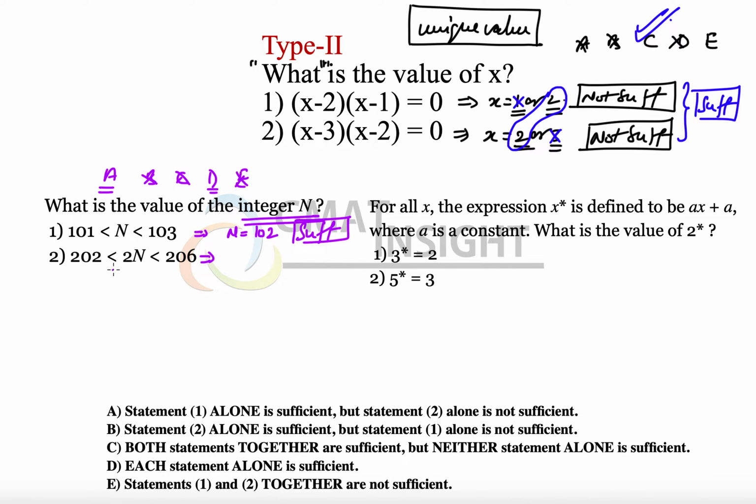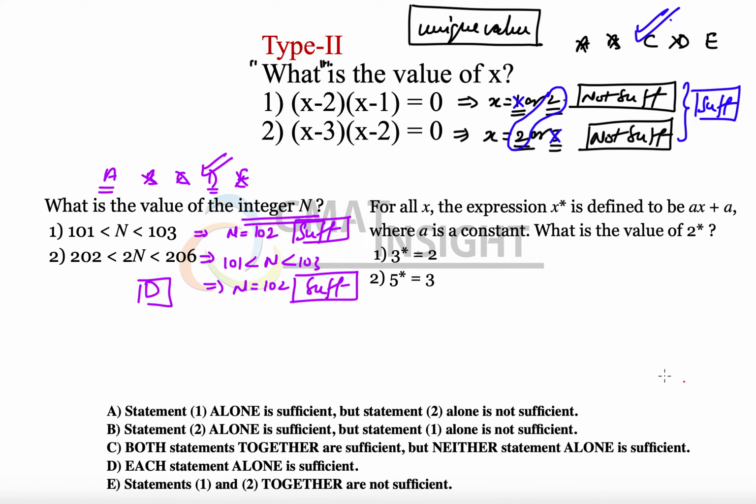The second statement says that 2n is between 202 and 206. If we divide this inequality by 2, we get 101 and 103, which is the same as the first statement. So once again we know that n has to be 102. Unique value, sufficient, because each statement alone is sufficient. So the answer to this question becomes option D.